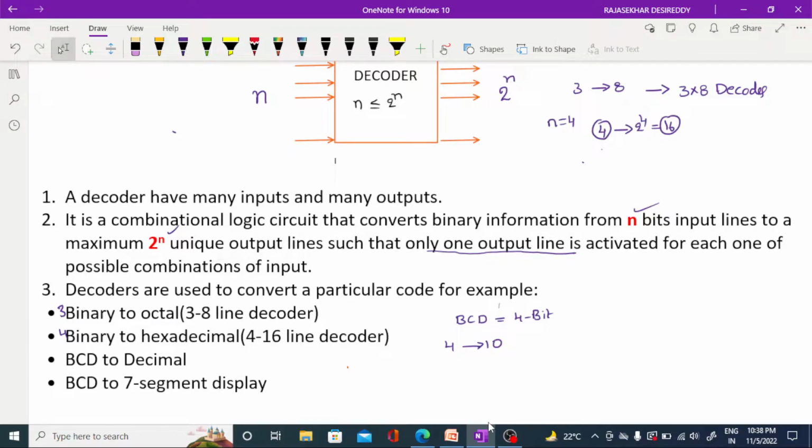Now see here, this is the BCD to 7 segment display decoder. That means 4 input lines and 7 output lines. So it is not always 4 inputs and 16 outputs. It is nothing but many inputs and many outputs, depending upon the requirement. Mostly it is 3 to 8 and 4 to 16, but it also depends upon the parameters or the requirement itself. That is the meaning here.